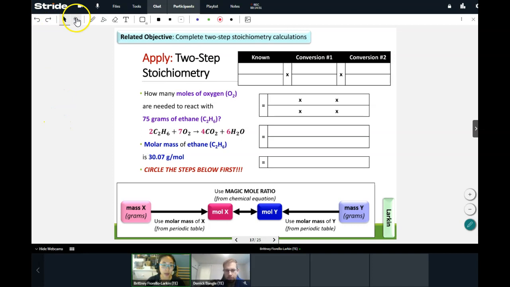Taking a look here, how many moles of oxygen, O2, are needed to react with 75 grams of ethane, C2H6? This is the same equation that we've been working with so far, as well as the molar mass that we were working with earlier. So taking a look at our actual question, what am I starting with? Give me number, give me units, give me chemical. Remember, we need all three to be specific enough so that we know what we're talking about. Go ahead and tell me in the chat.